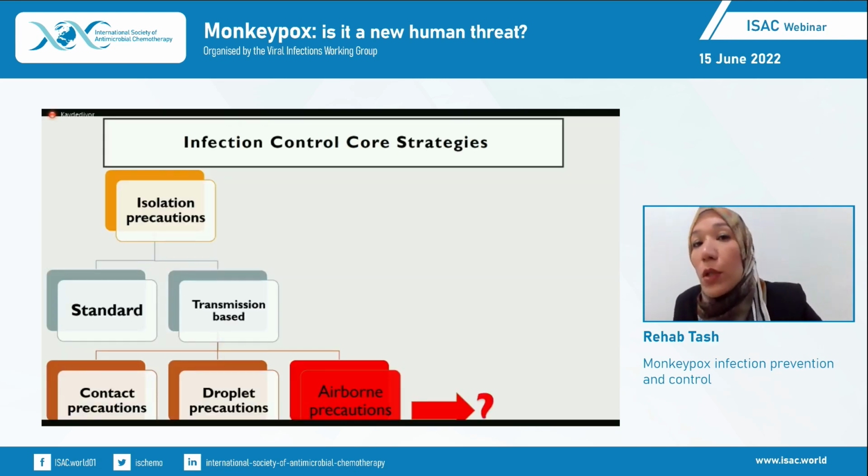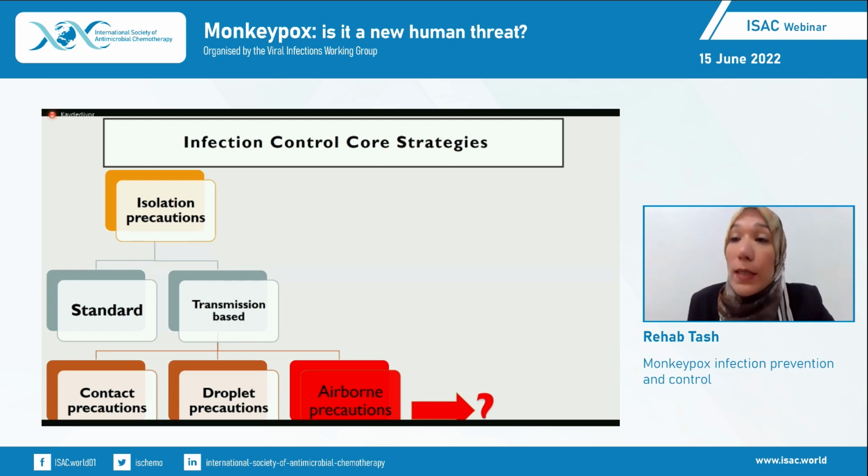Now, the infection prevention and control strategy to prevent secondary infection from human to human. Isolation precaution is the base, standard precaution for every suspected and confirmed case. And now the transmission-based precaution is mandatory. Contact and droplet precautions are now established to be the basis for managing monkeypox cases. However, as previous talks discussed, airborne transmission is still questionable and not settled for monkeypox.